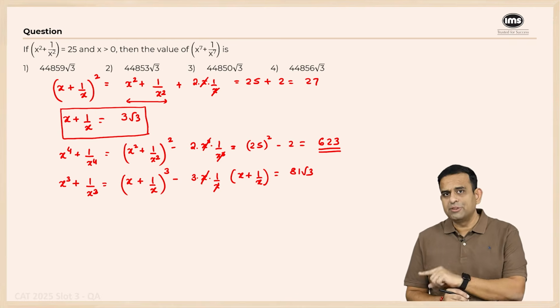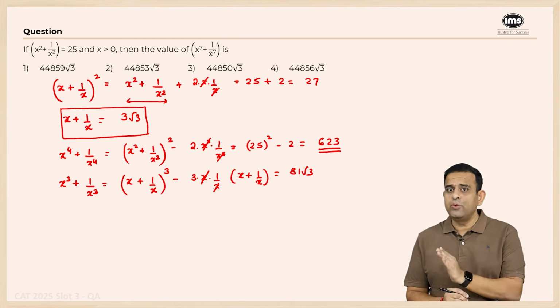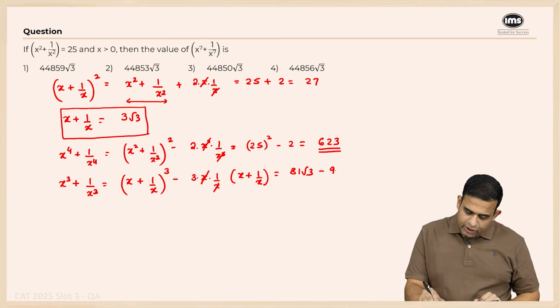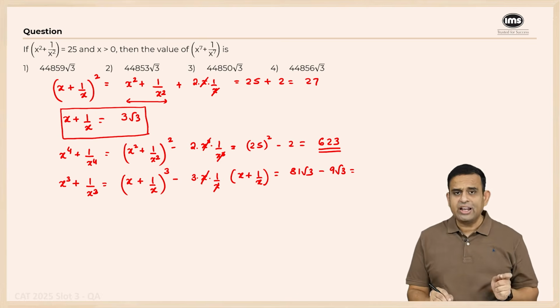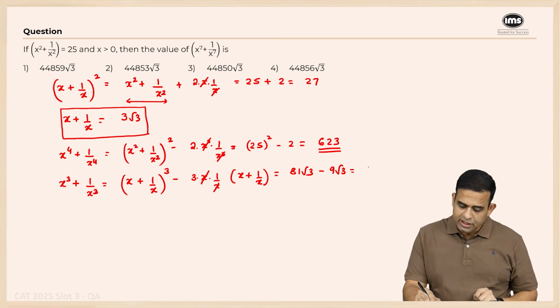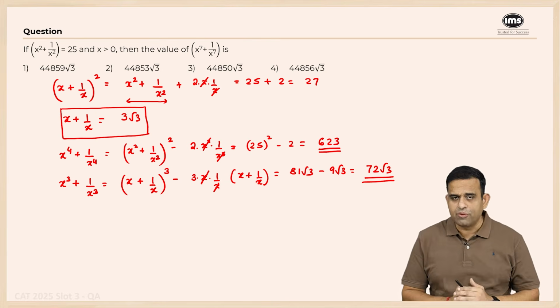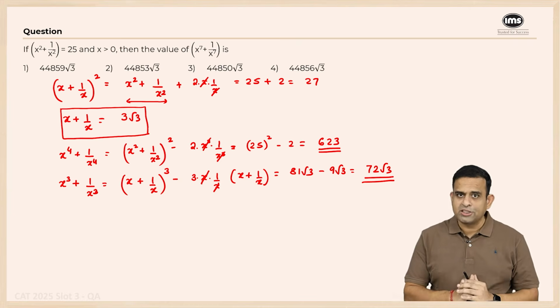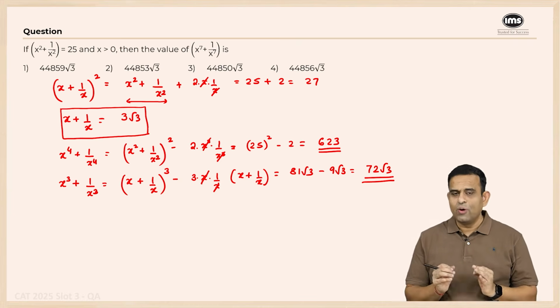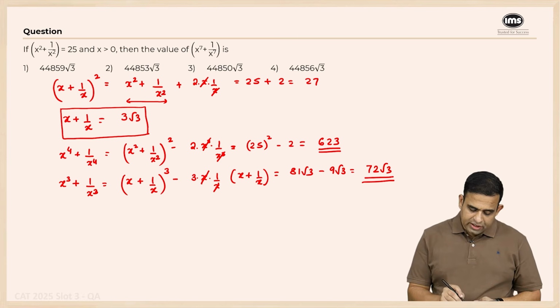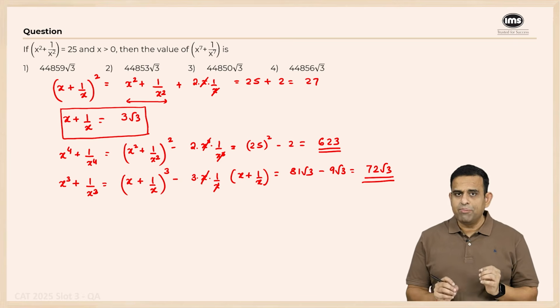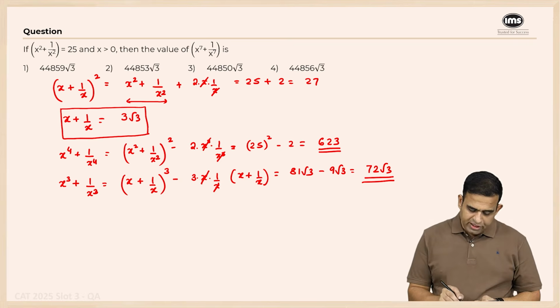Now 3 times of x plus 1 upon x is going to be 3 into 3 root 3, giving you 9 root 3. So if you look at 81 root 3 minus 9 root 3, it will come out to be 72 root 3. So we are able to find out the value of x power 4 plus 1 upon x power 4. We are also able to find out the value of x cube plus 1 upon x cube. And now at this particular moment, we will see what happens if I multiply these two terms.